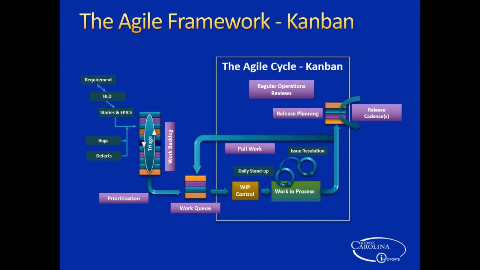What's the key enabler? What's the single most important key enabler for Kanban to be successful? I know it's been too long. Limiting work in process. That's the key enabler, okay? That's why there's this work in process control concept in there, right?